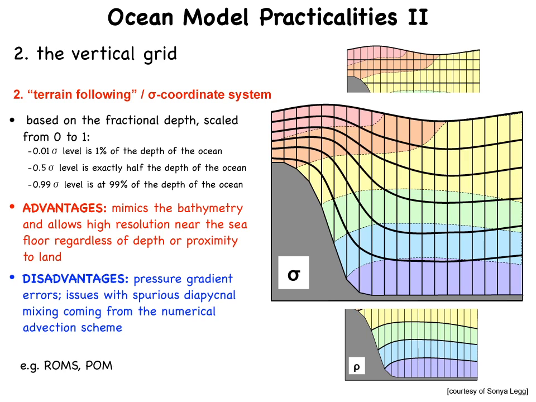So the big advantage of this is that it mimics the bathymetry. And it allows you to have high resolution near the seafloor, regardless of how far you are away from the lateral boundary. But there are some disadvantages. These pressure gradients that are so important in the equation of motions, there are some problems with resolving the pressure gradients in this kind of vertical coordinate system. And you still have this numerical mixing problem in this system as well.